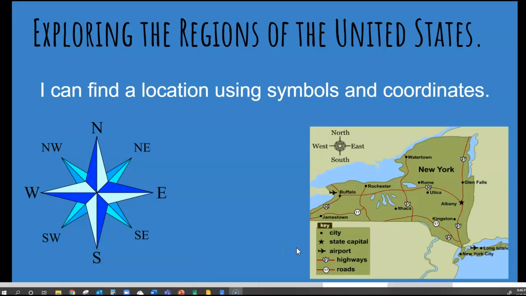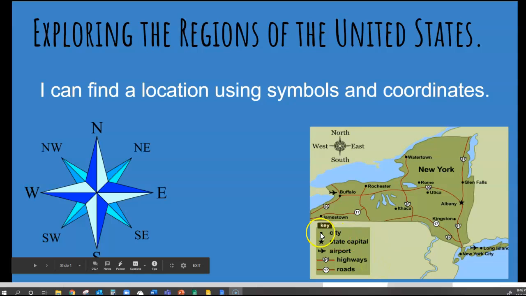Exploring the regions of the United States, Day 2. Today's objective: I can find a location using symbols and coordinates. Here on this screen, you will notice this map, and on this map it has a map key.